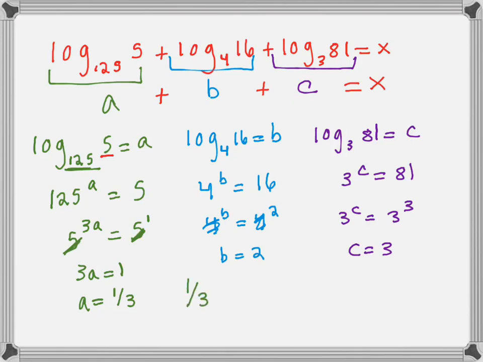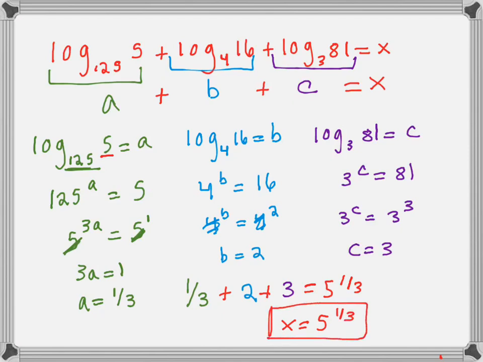So 1/3 plus 2, because b is 2, plus 3 equals 5 1/3. And so x is going to equal 5 1/3. So let's say that is an exact value of x. If you plug this into your calculator, that is what you're going to get.